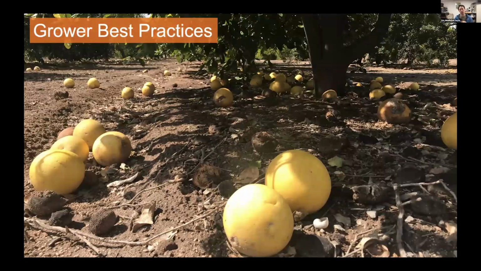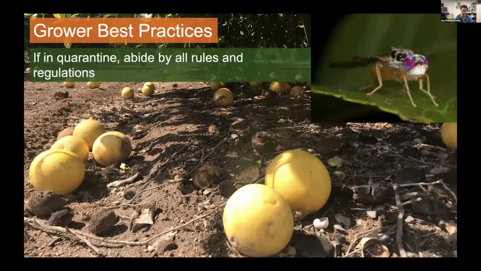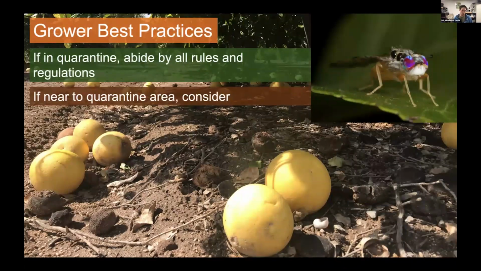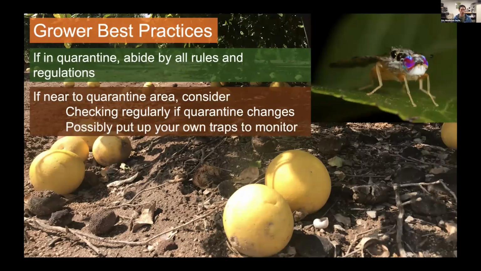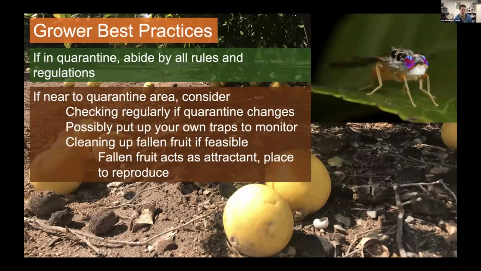Okay, so again, grower best practices. What should you do? First off, if you are in the quarantine, of course, abide by all rules and regulations. But additionally, if you're in these general areas, there are things you should be thinking about. If you're near a quarantine area, definitely consider checking regularly whether the quarantine area is changing. If you are now in a quarantine zone and you weren't before, possibly put out your own traps to monitor for these fruit flies. That's definitely something you can consider.